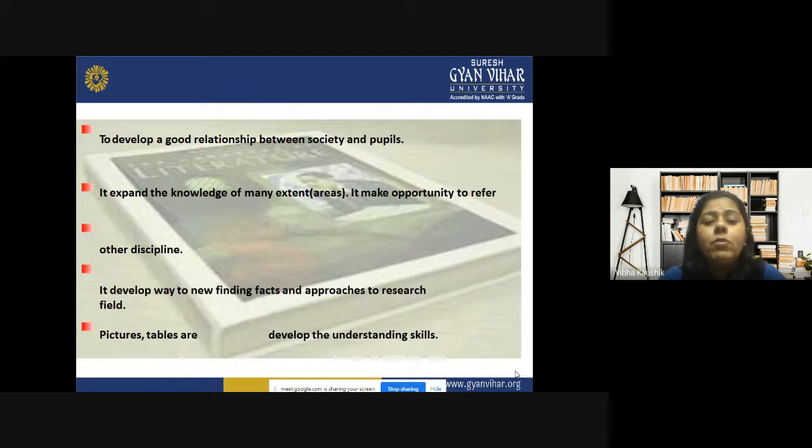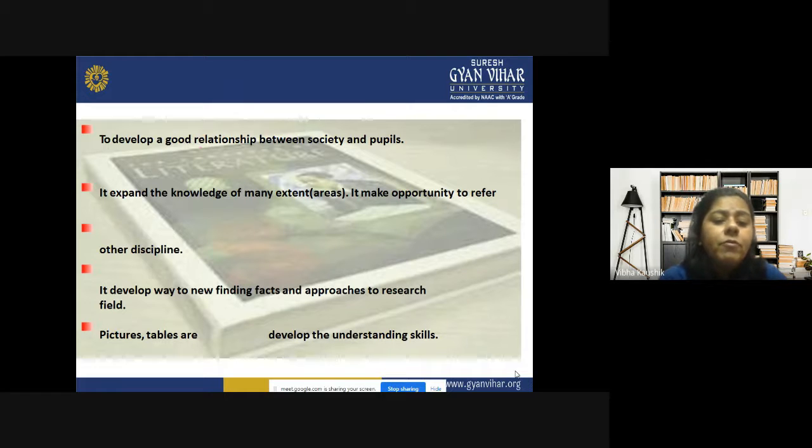To develop a good relationship between society and people, to establish a good relation between society and people can be easily done with the help of the textbook, as the textbooks are written based on the needs of the society. It expands the knowledge of many areas. It makes opportunity to refer to other disciplines.